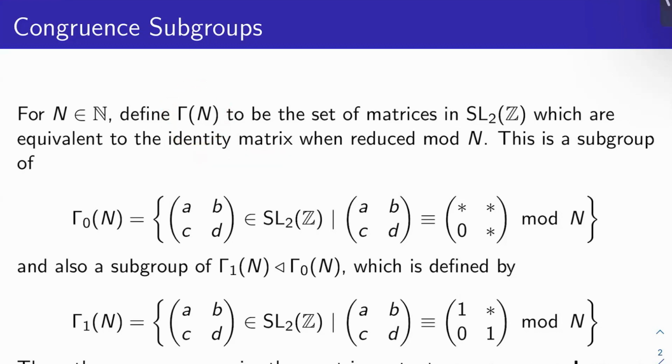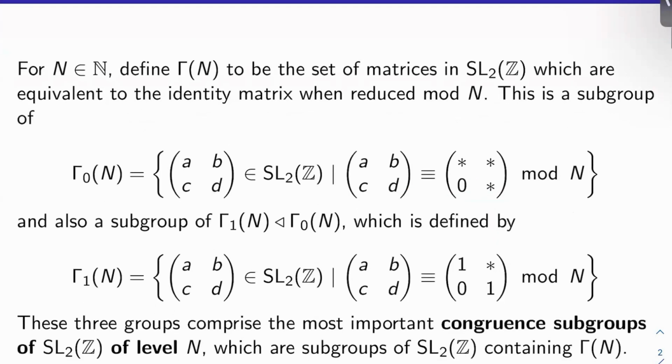Now, Γ(n) is a subgroup of what we call Γ0(n), which is the group of matrices (a, b, c, d) in SL2(Z) that reduce to (star, star, 0, star) mod n, where star is anything you like. Although, look, these stars don't all have to be the same thing, okay?